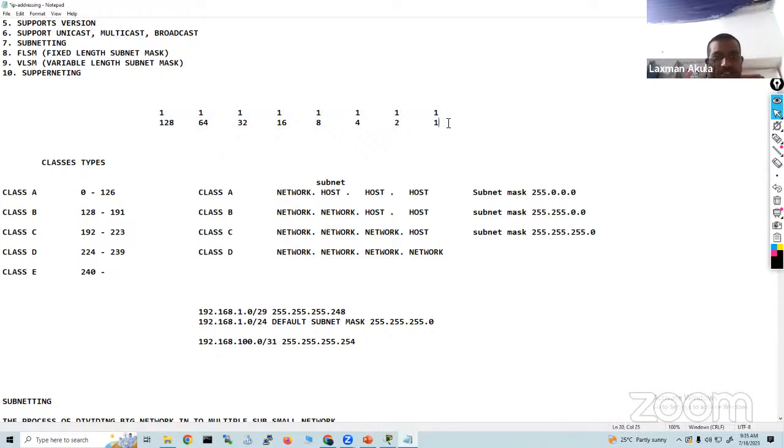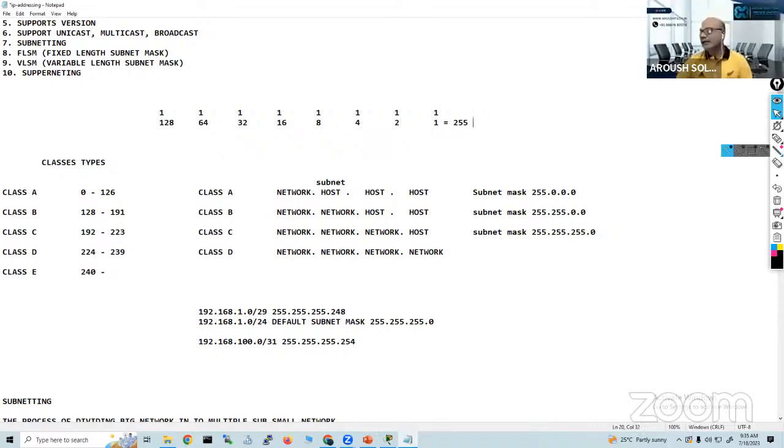Don't know, sir. Okay, so see, when you add all this, it will become 255. Tabriz, first understand, I think it is not clear for you also. When you add all this, that is 128, 64, 32, 16, 8, 4, 2, 1, so it becomes 255 here. This is what the 255 is.